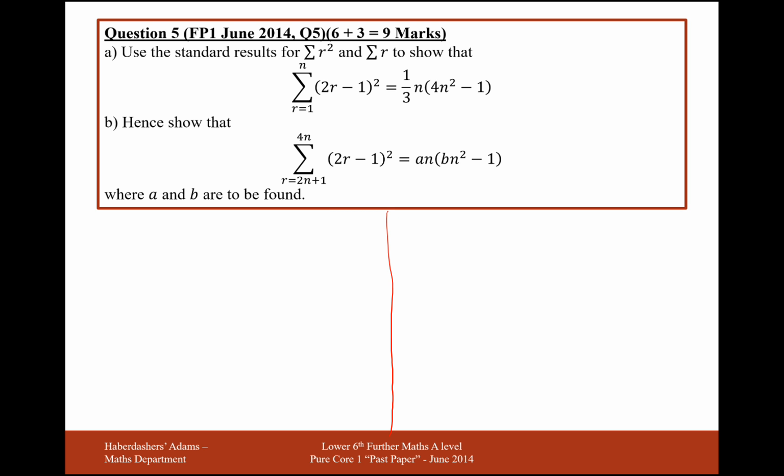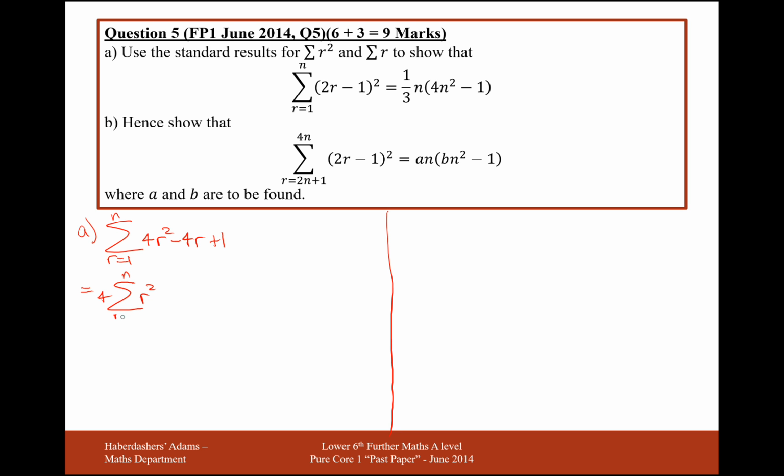So the first part of this question looks for us to prove the summation theorem of (2r minus 1) squared equals a third n(4n squared minus 1). The first thing we do with these sorts of questions is we look to separate the terms that we're squaring. So expand the brackets inside there, so we get 4r squared minus 4r plus 1, and then we'll separate these into separate summations that we know the formulas for.